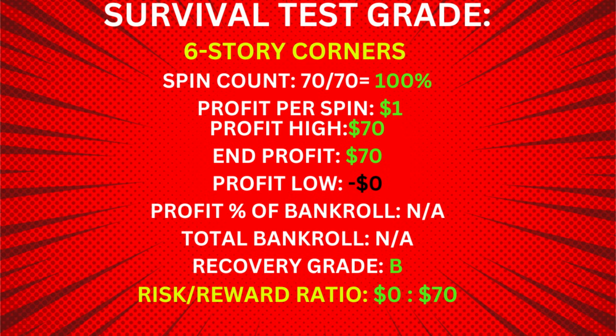Profit per spin wasn't super high. Again, this is a very conservative way to play. We can play around with the progression and make it more aggressive to make more money, or simply adjust that unit size a little higher. This could have easily been $700 using $10 units. That being said, the profit per spin came out to $1 per spin. Profit high was $70. We ended at a profit high.